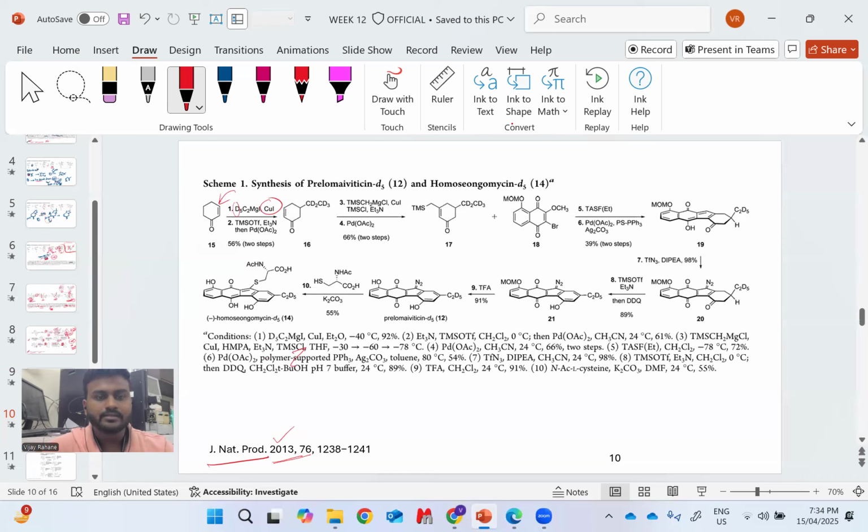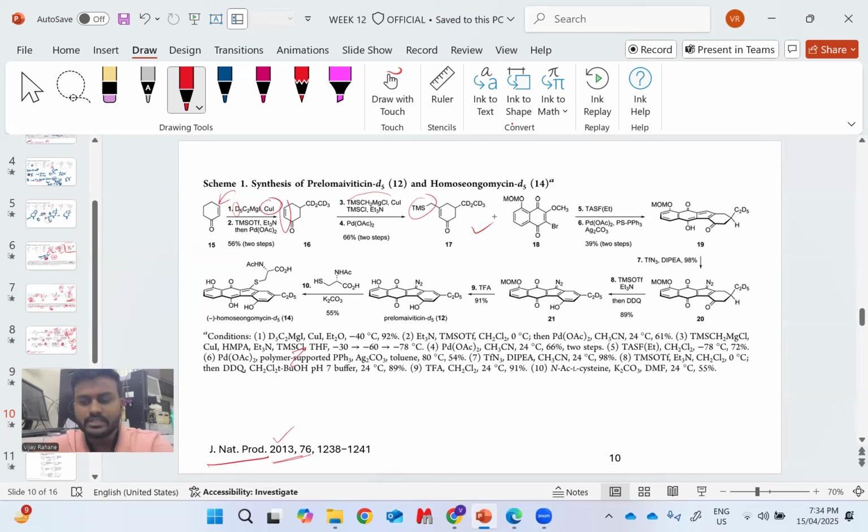So basically, this entire reagent gives the formation of this double bond across this ketone. The next step is again TMSCH2MgCl. So that we have already seen, we do the CH2TMS. So the remaining steps, I think, are similar to what was already seen in the last video.